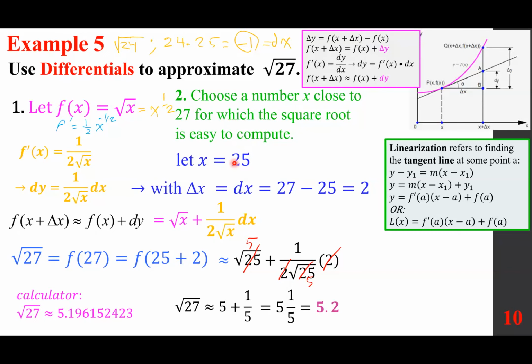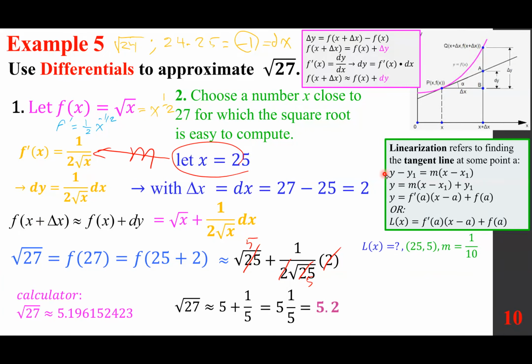Here's f prime of x. If I plug in here, that gives me the slope. So in here, I get 25 comma 5. In here, I get 1 over, this is 25, comes out as 5, 1 over 10. 1 over 10. And now I'm back in business.